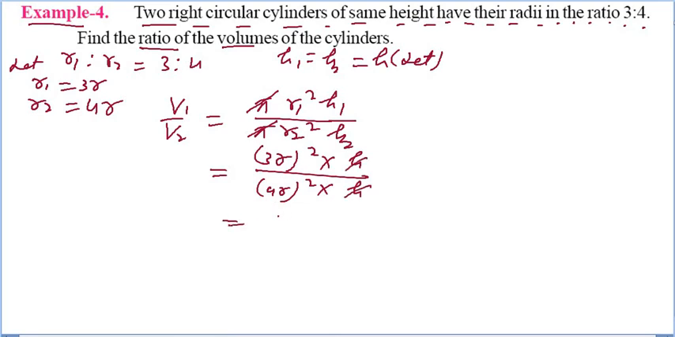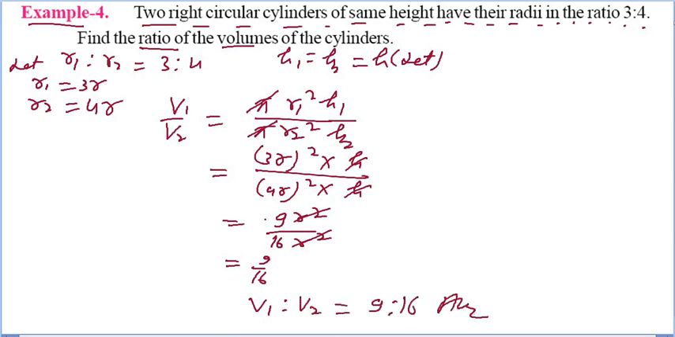So you can write 9r square, and here is the 16r square. R square will be cancelled. So we get 9 upon 16. So ratio is V1 is to V2, that is 9 is to 16. And that one is your answer.